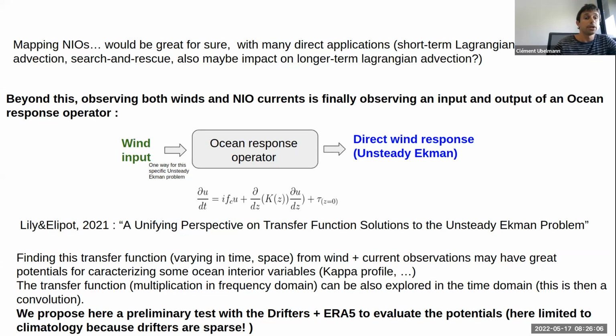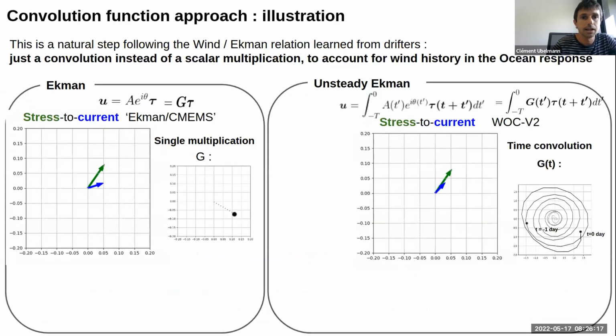And we propose here a preliminary test with the drifters to evaluate the potential, and then of course to be used with Odysea in many more aspects. So we tried that transfer function in the time domain. In the time domain, then it's a convolution. If we consider only the Ekman problem, the steady Ekman problem, then actually this transfer function is a single multiplication in the complex space. So a single point.